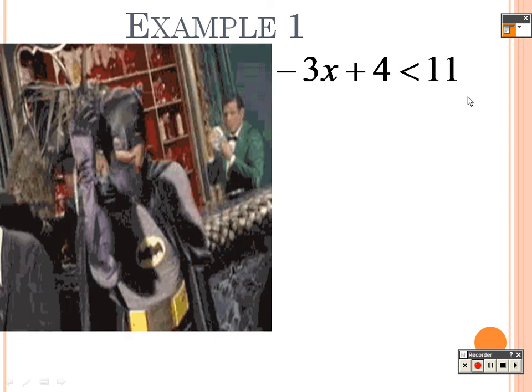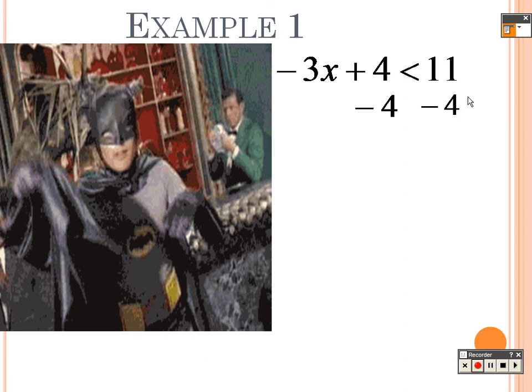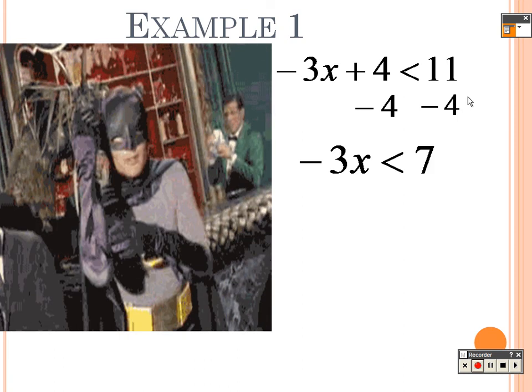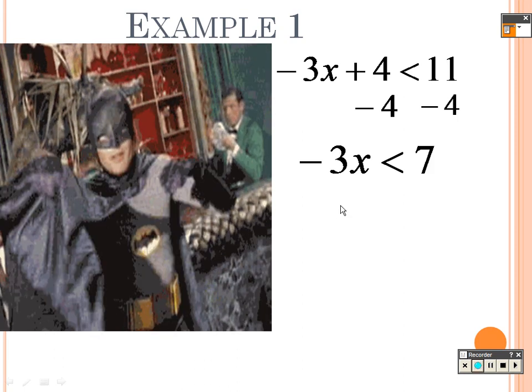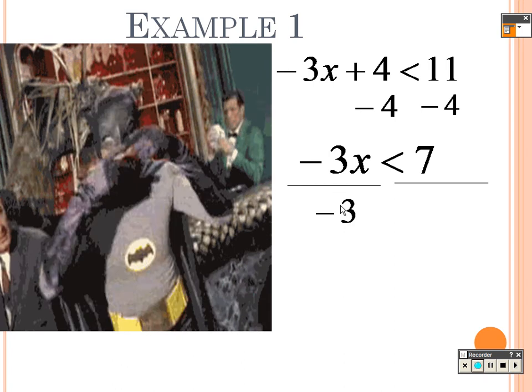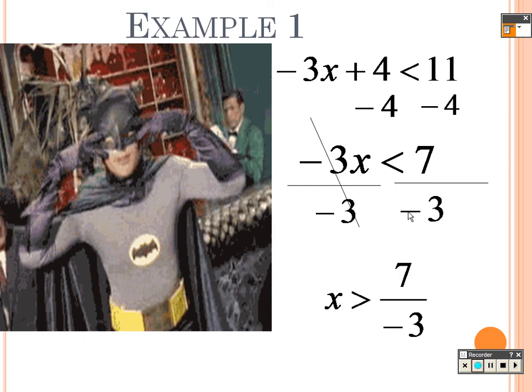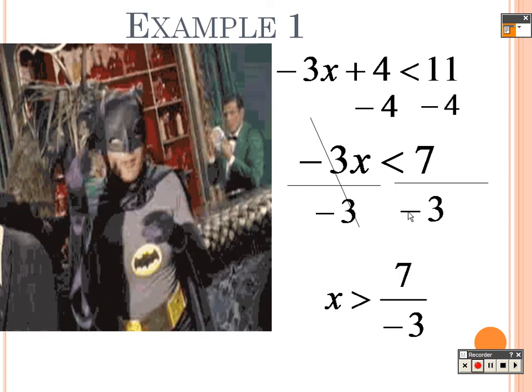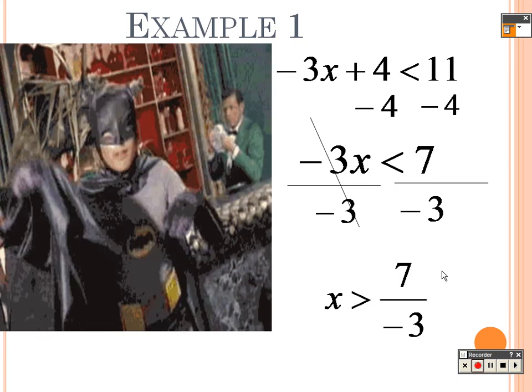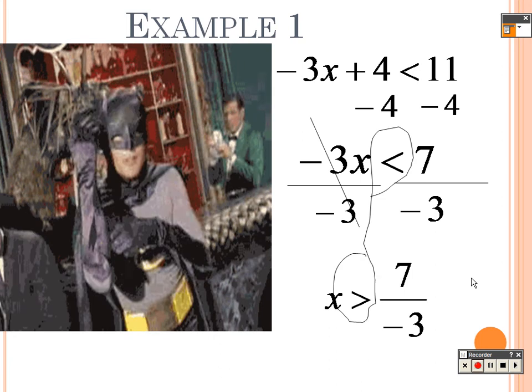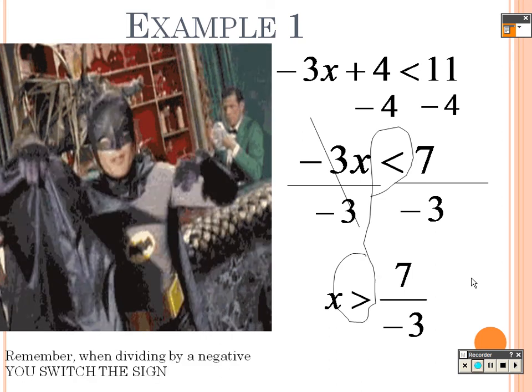So, solving regular old inequalities, minus 4 on both sides. It's just like solving equations, except the only little trick here to remember is whenever you divide by a negative, who remembers what you're supposed to do? You're supposed to flip the sign. So it's x is greater than 7 over negative 3, because we got to flip that sign. Remember to flip that sign when you divide by a negative.